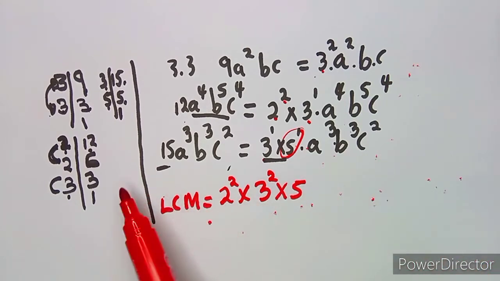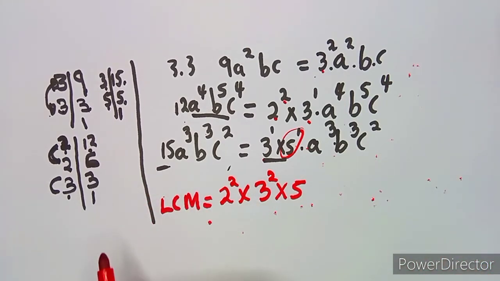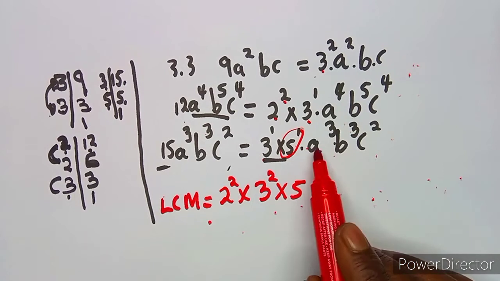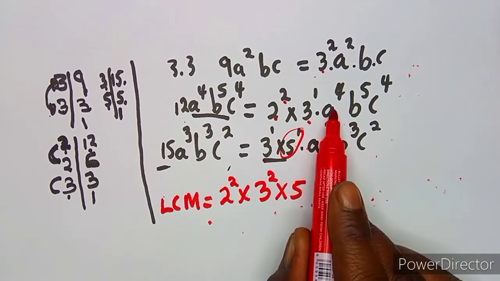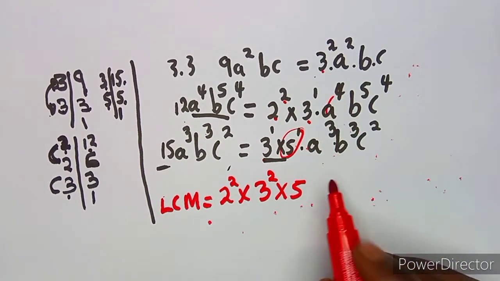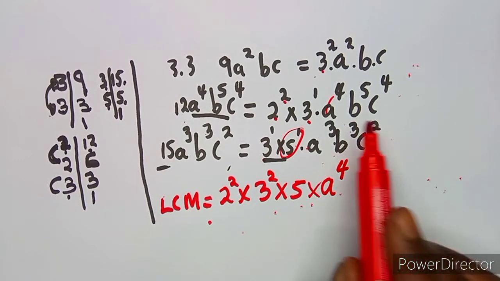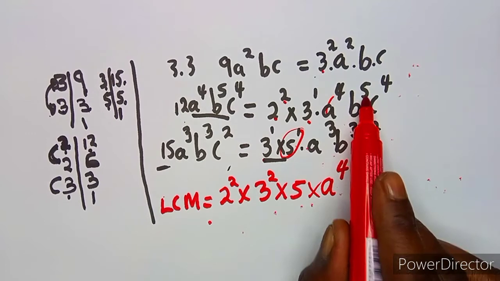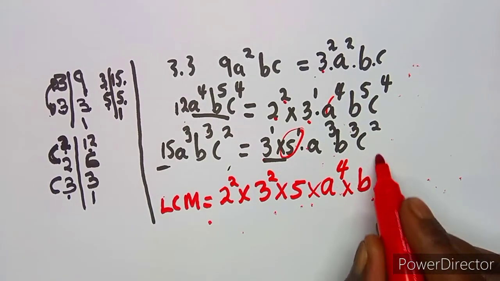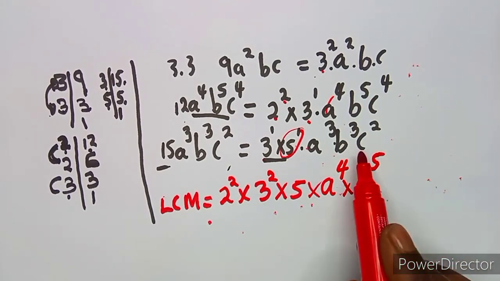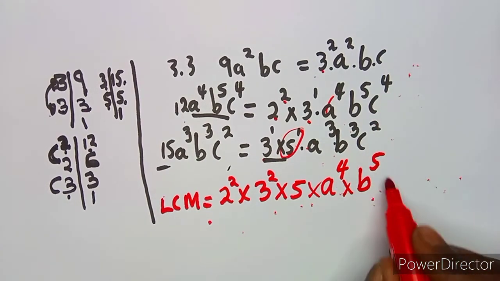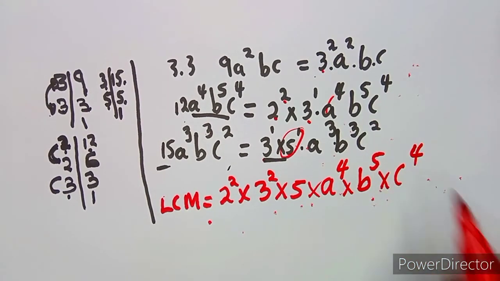So like we said, we are going to take the ones with highest exponent for LCM. So which A has got the highest exponent is this A to the exponent of 4. So we're going to take A to the exponent of 4. What about B? We have got B to the exponent of 5, the one with the highest exponent. C, we've got C to the exponent of 4. That is the one with the highest exponent. All right.